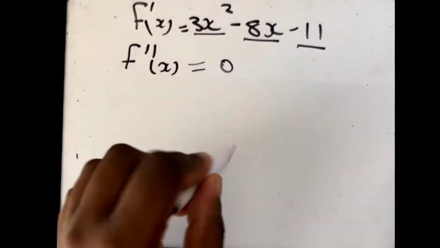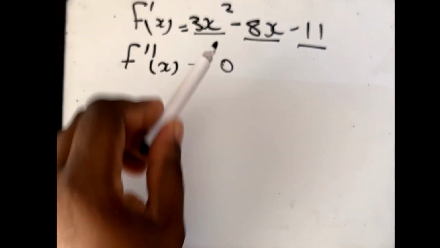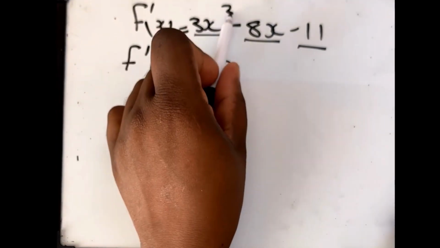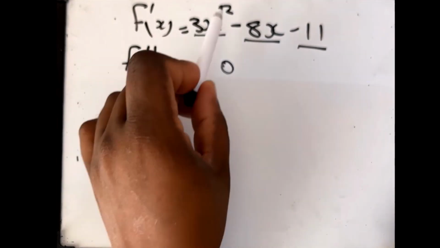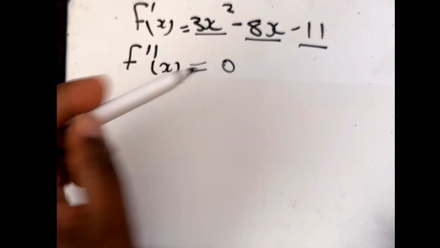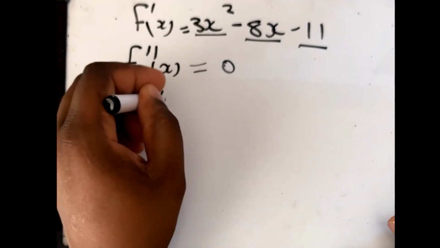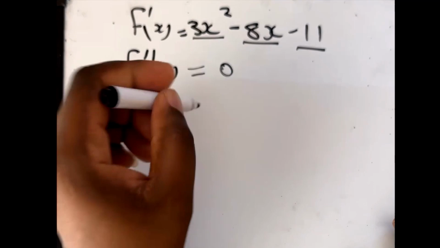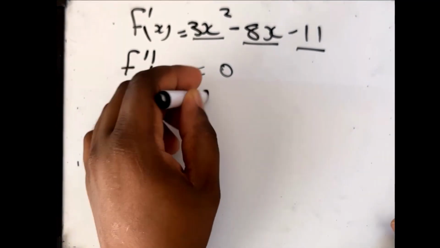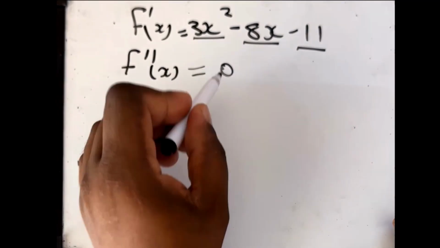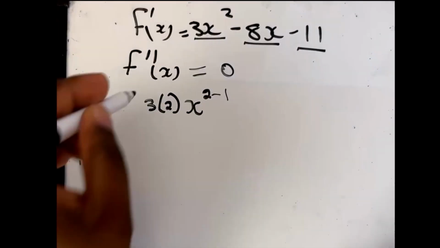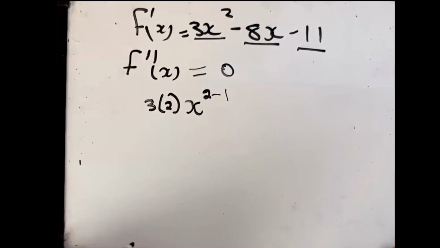So we continue. We have the coefficient of x squared, which is 3, and the exponent, which is 2. We have to multiply the exponent by the coefficient, so we will have 3 multiplied by 2. Then we rewrite x to the power of 2, and we subtract 1 from the exponent. We have derived the first part. Are we clear on that one?